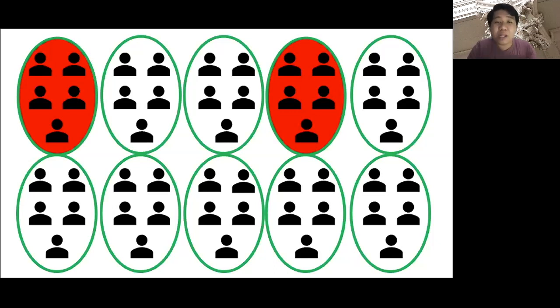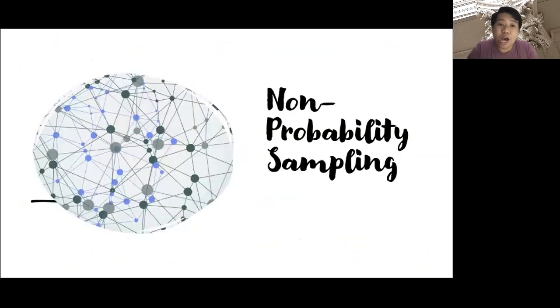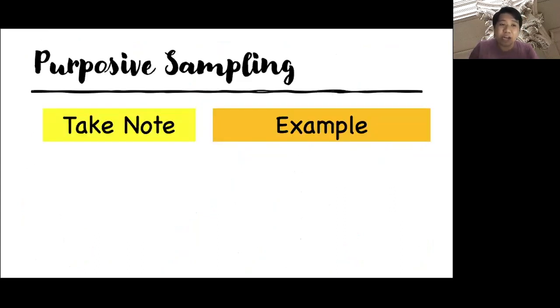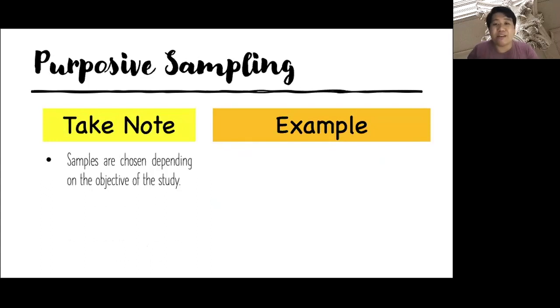So we're done with probability sampling techniques. So let's now proceed to non-probability sampling techniques. So meron din po tayong 4 na i-discuss. So we have your purposive sampling. So pag gagamitin natin to, tandaan natin, samples are chosen depending on the objective of the study. So dapat pagbabasihan natin yung objective ng study bago tayo pumili ng sample.